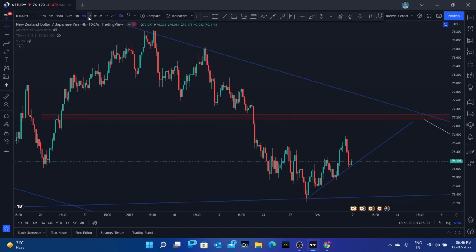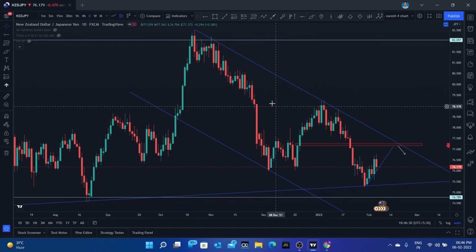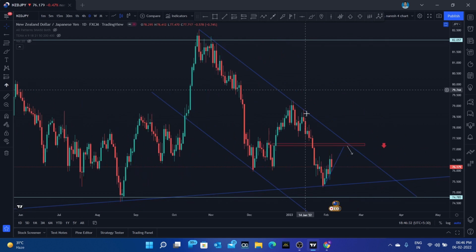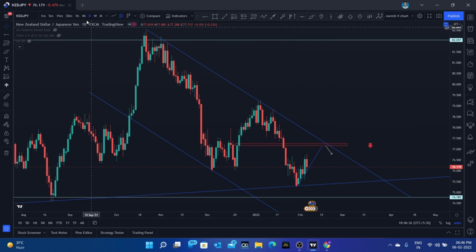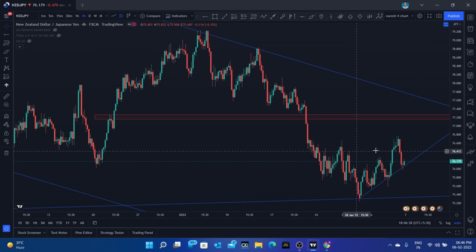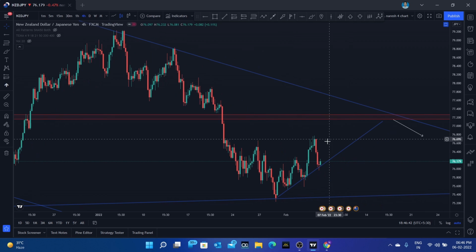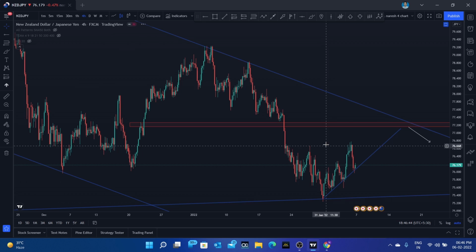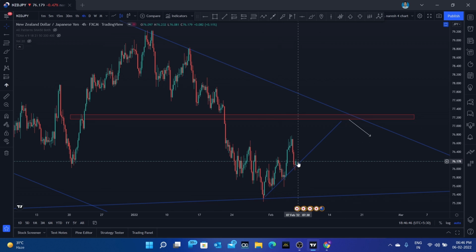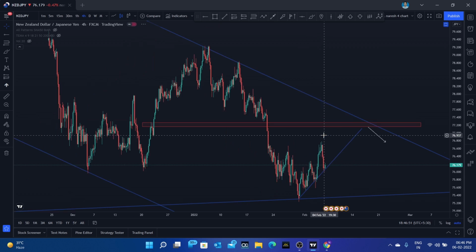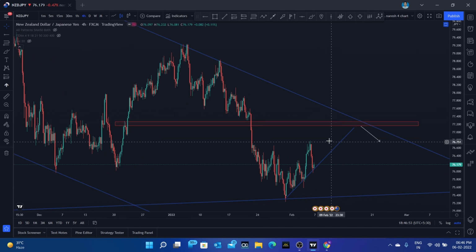NZDJPY. In the 1 day time frame, we are in a bearish sign, and we are forming lower lows and lower highs as well. So what we are doing here? The price has been pulling back in this phase, so I'm expecting only a bearish trend, guys. If it is coming to this area and forming some kind of bearish structure, you can again look for short entries, guys.